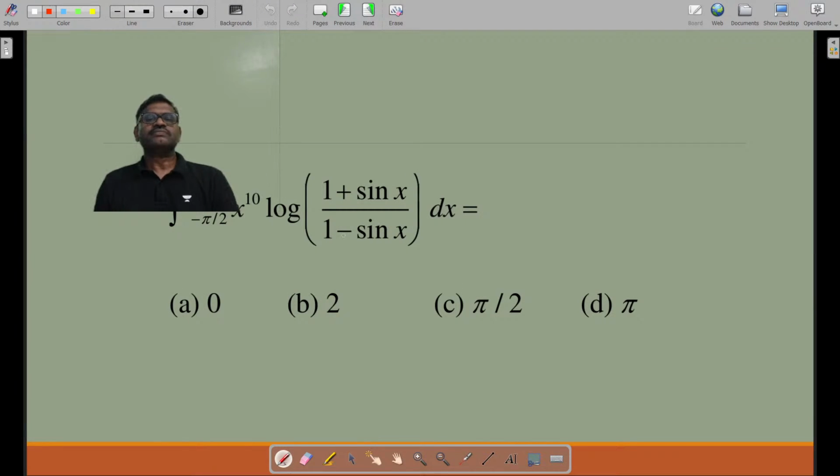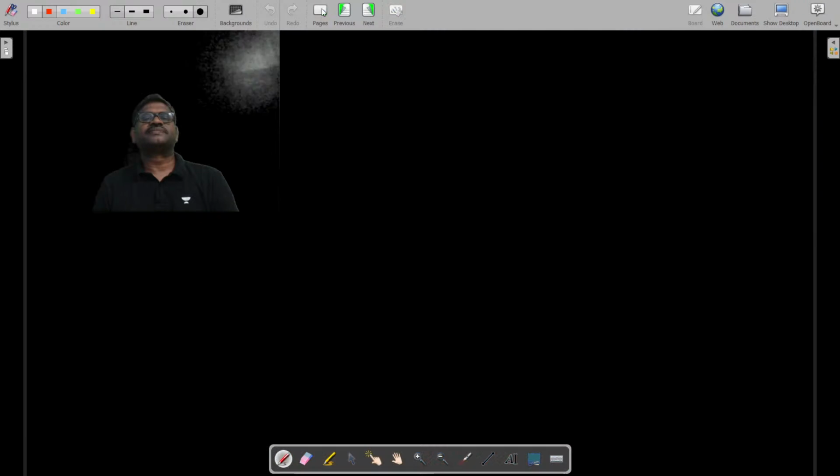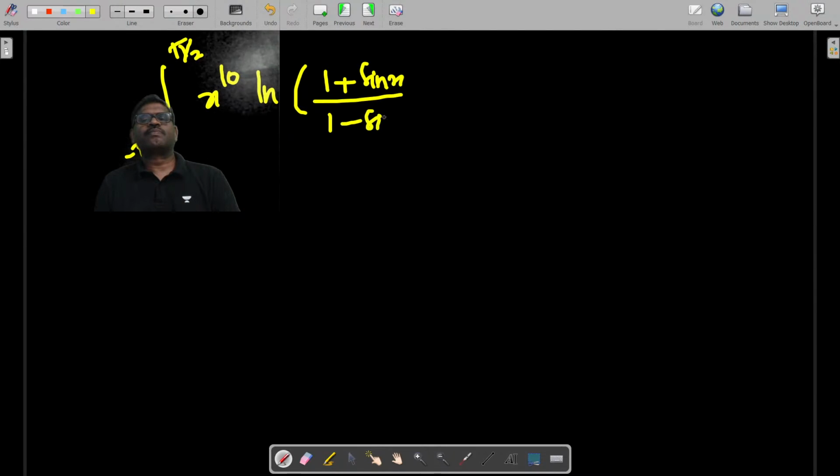Next, integral from minus pi by 2 to plus pi by 2 of x power 10 log of (1 plus sin x) by (1 minus sin x) dx. Whenever limits are from minus to plus, we have to check even or odd.